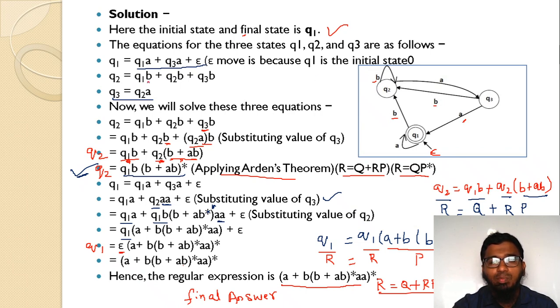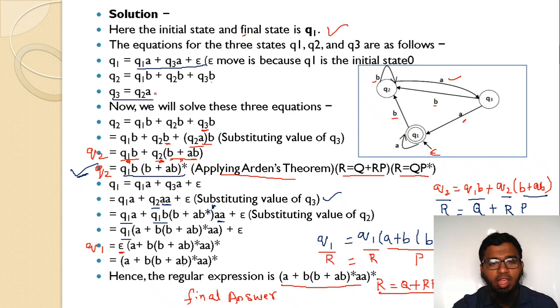On which input do we need to write? Q1 on which input is getting Q2? On B. When Q1 on B, we are getting Q2. Q2 on B is getting Q2 only, and Q3 on B we are getting Q2. So because of that, on B we are getting Q2. Next, Q3. In Q3, only one input is coming, from Q2 to Q3 on A.